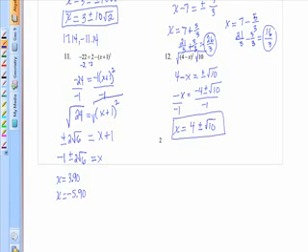Get 4 plus rad 10. You should get 7.16. And then we have 4 minus rad 10, which should be 0.84. Make sure you can get these on your calculator by yourself, because sometimes working the calculator provides us with a challenge. All right? Nice job.